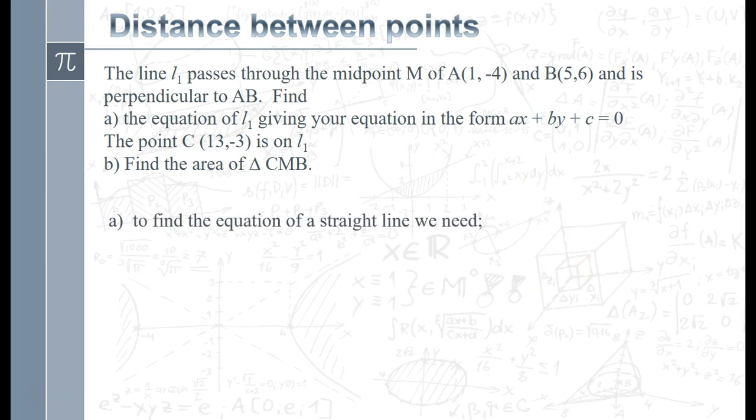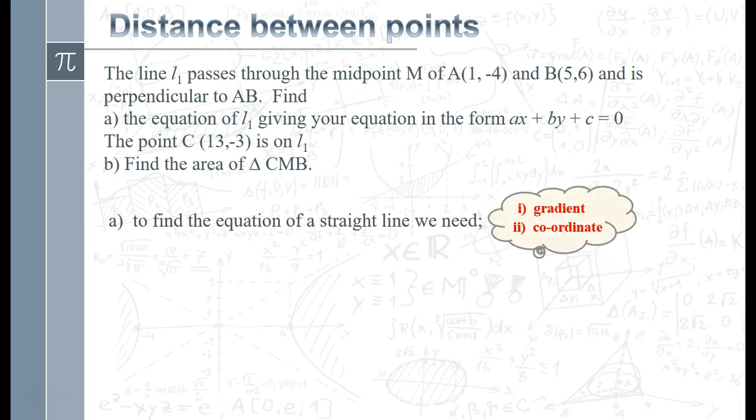The first thing we're being asked to do is find the equation of a line. So we need the equation of L1. That's the bit up here. So what we've got to do is find the key information we need for that, and so we need to find firstly a gradient and secondly a particular coordinate.